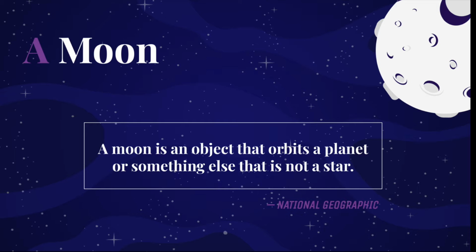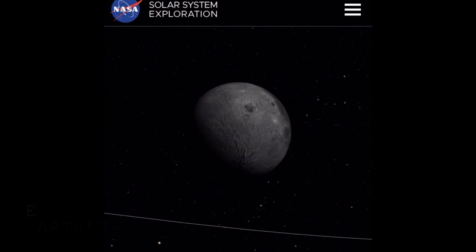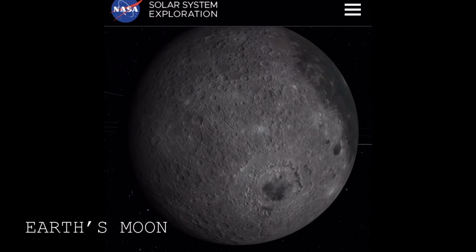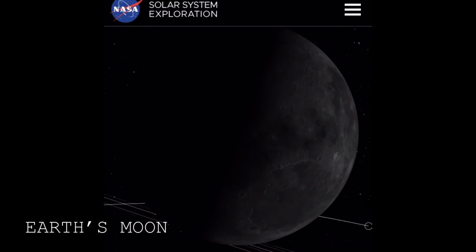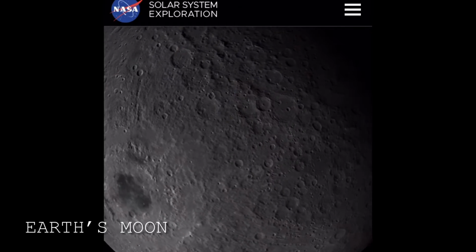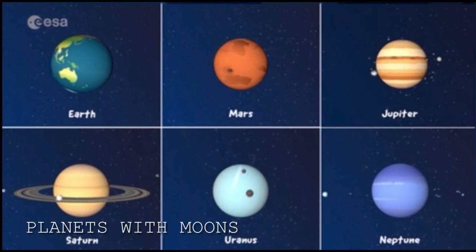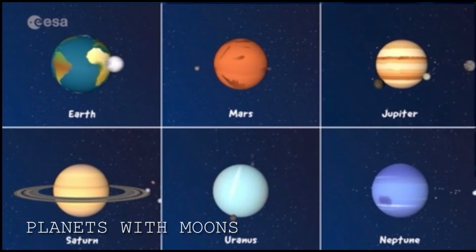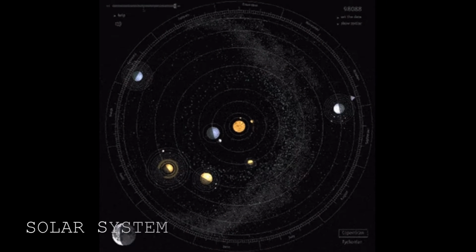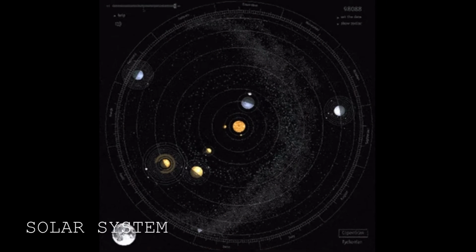What is a moon? A moon is an object that orbits a planet or something else that is not a star. Earth only has one moon, but our solar system has more than 200 moons. These other moons can be found orbiting other planets. This is a bird's eye view of our solar system.